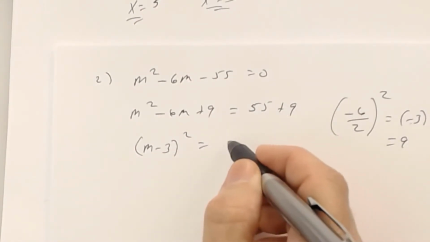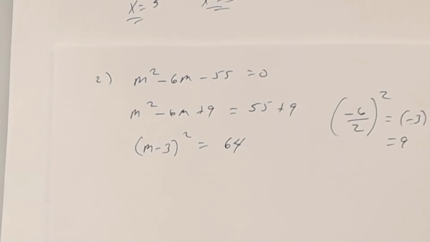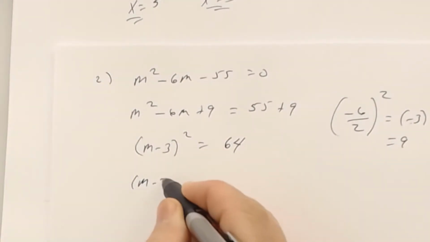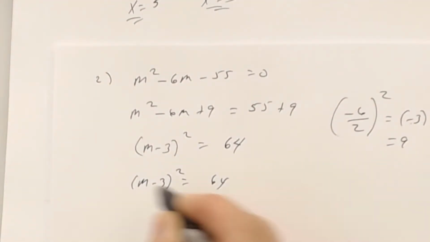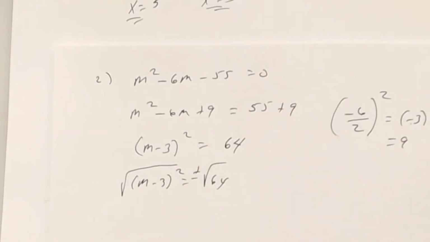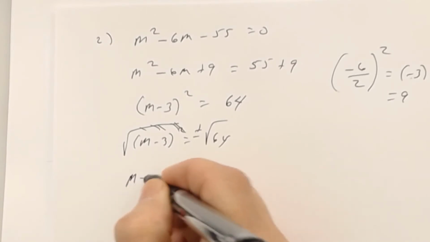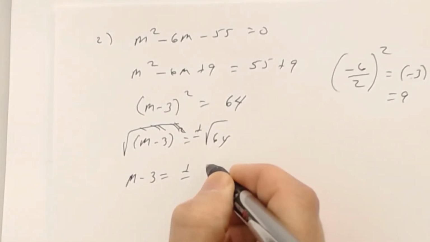Equal, and then that's going to be what? 64? Okay. What's the next step? Square root both sides. So I'm going to go ahead and rewrite this over. Take the square root of both sides. Don't forget, what else must you put? Plus or minus. The square and the square root undo each other. So you get m minus 3 equal plus or minus 8.